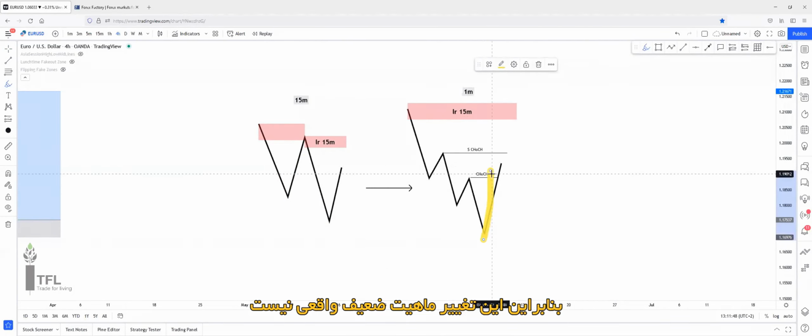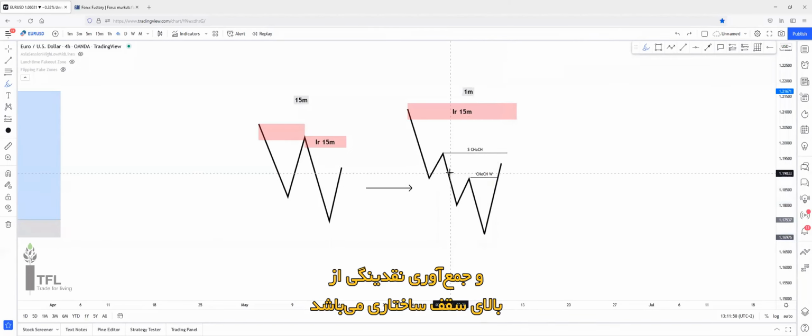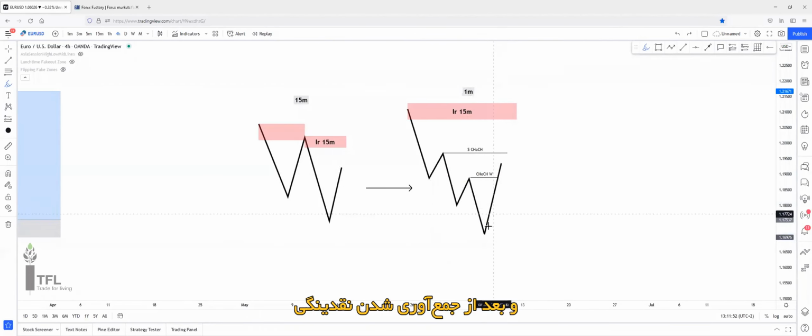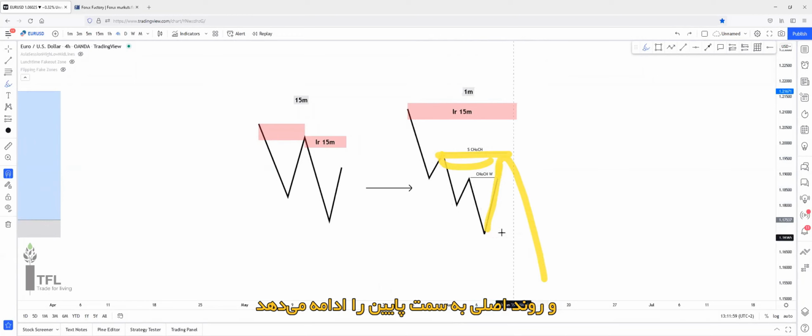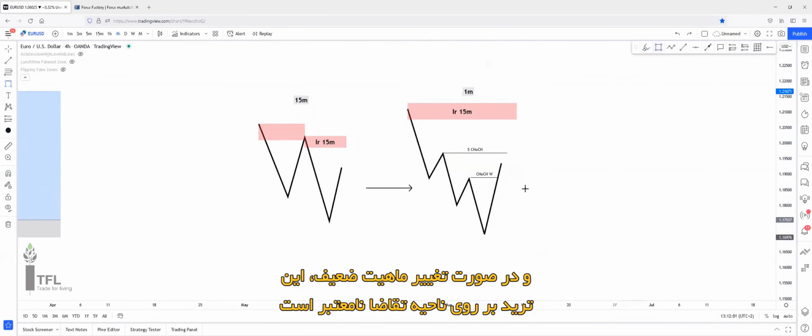So this weak change of character isn't even a weak change of character, it's just a liquidity collection of this high point. And after the liquidity is collected, it usually reverses on this last recent supply zone and continues the main trend to the downside. So this demand trade right here will be invalid. This demand trade will be invalid if price only creates a weak change of character.